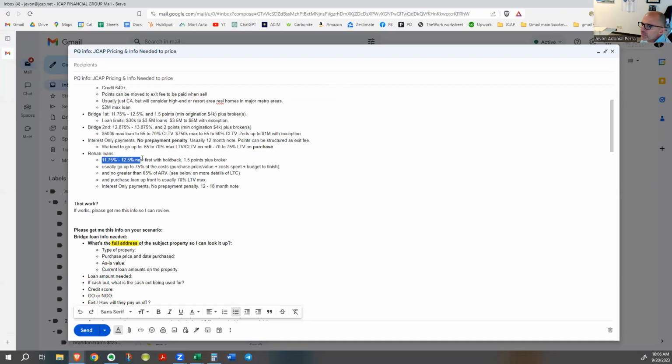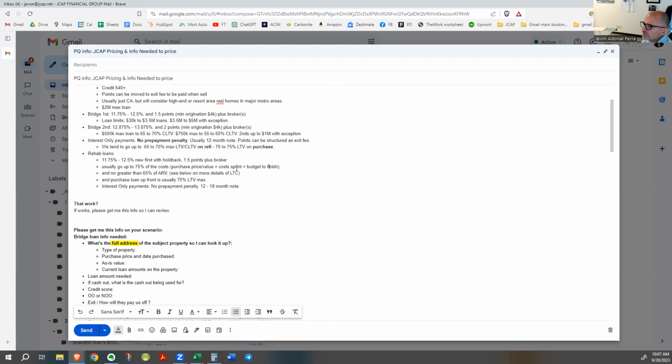So the rate is 11.75 to 12.5. We're going to do 1.5 points, and then we could do 1.5 to 2 points. This isn't set. This is general pricing. We're going to do up to 75% of the cost. And what that means is cost is the purchase price, or the value if they've owned the property for a long time and aren't buying it, plus all the costs, plus the budget to finish.